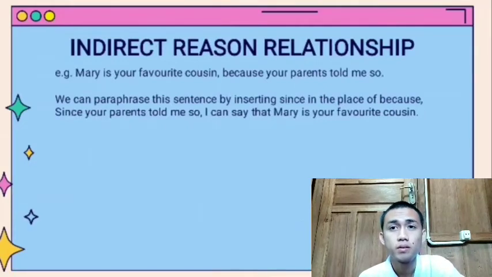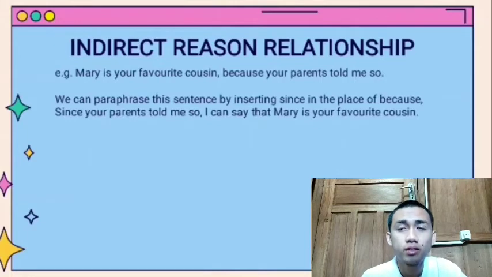Indirect reason relationship. Example: Mary is your favorite cousin because your parent told me so. We can paraphrase this sentence by inserting since in the place of because. Since your parent told me so, I can say that Mary is your favorite cousin.